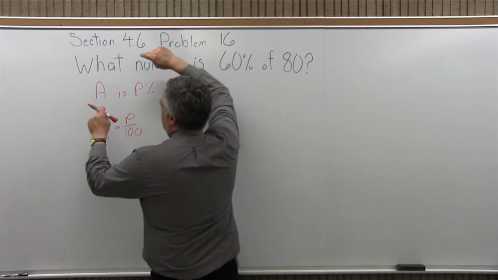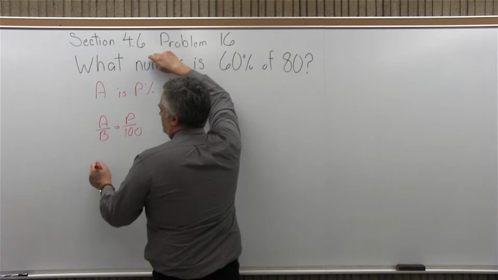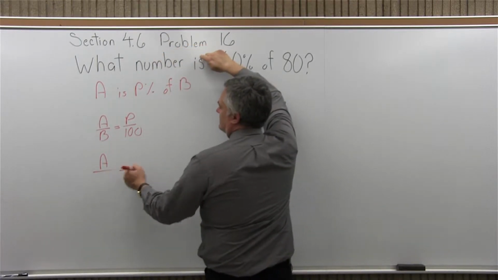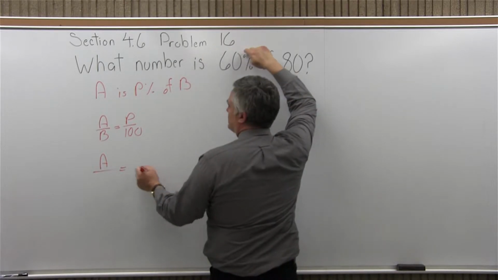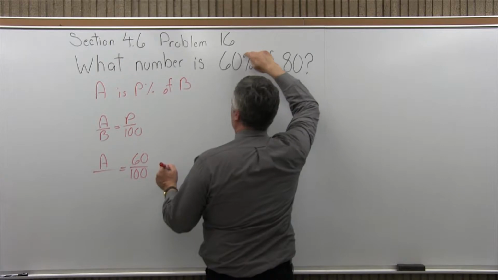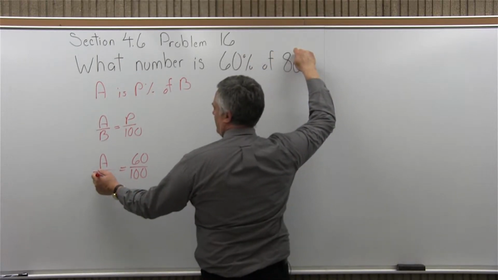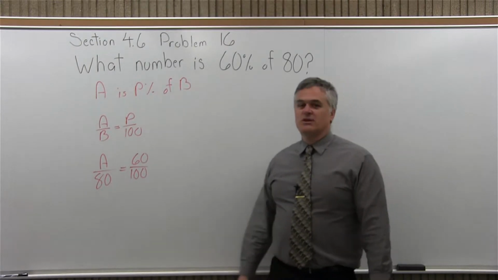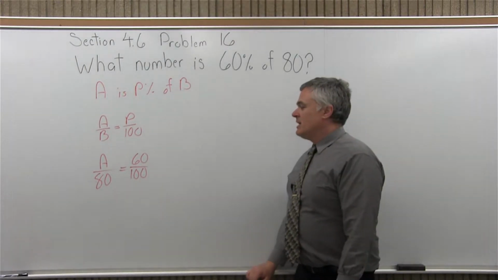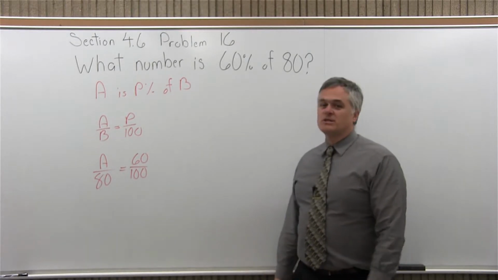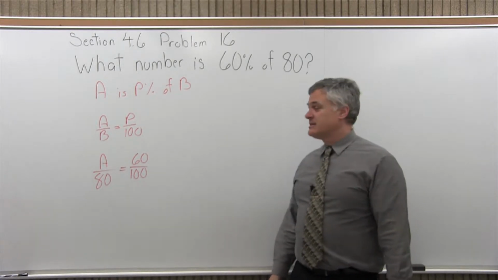So as we fill it in, A, what number? That's what comes first, so that's the unknown. I'll just leave it as a variable. Is gives me an equals. 60%, so 60 is in the numerator, percent 100 goes in the denominator, of 80. So the B is 80. So I have A over 80 equals 60 over 100. Now, I can reduce that a little bit, or I can just go ahead and cross multiply and divide now. I will get the same answer either way.